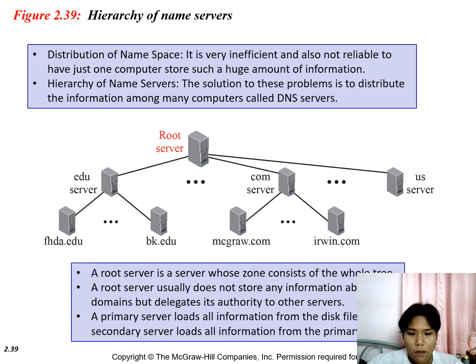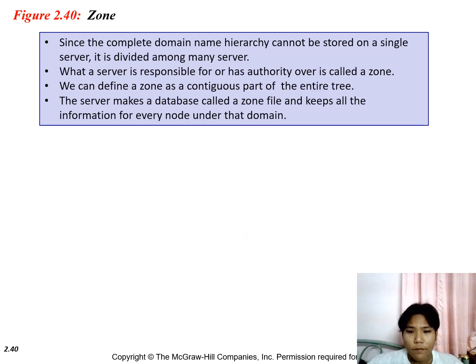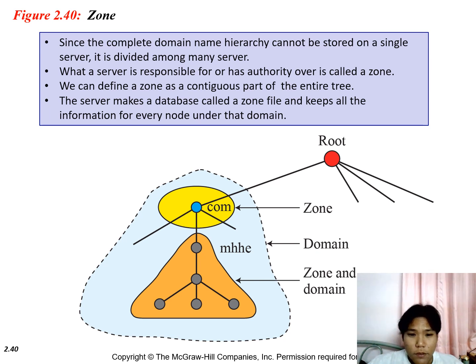A primary server loads all information from the disk file. A secondary server loads all information from the primary server. Zone. So this is an example of a zone. The complete domain name hierarchy cannot be stored on a single server. It is divided among many servers. The server makes a database called a zone file and keeps all the information for every node under that domain. We can define a zone as a contiguous part of the entire tree.